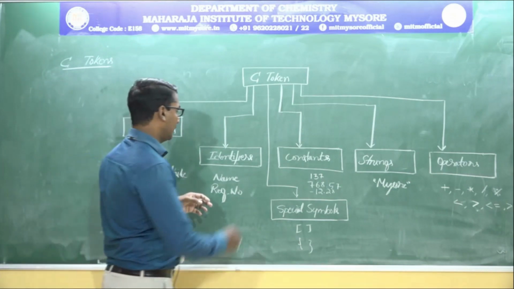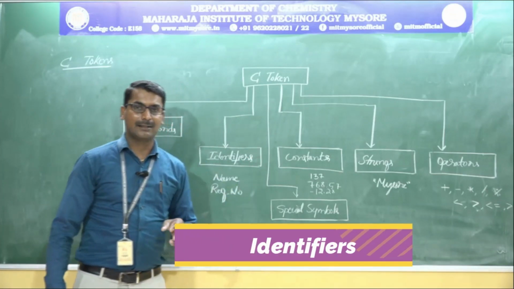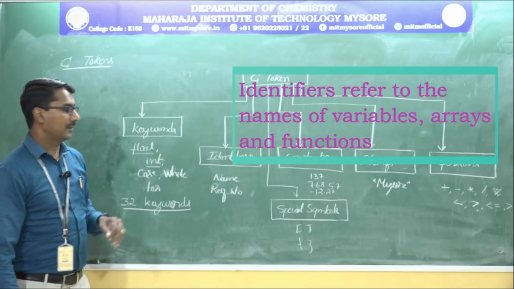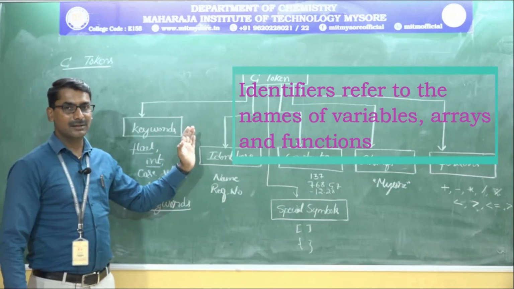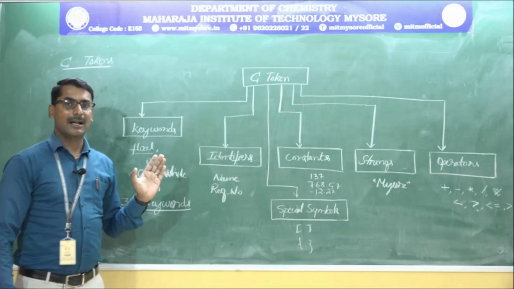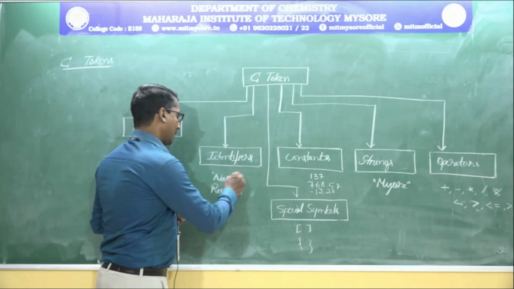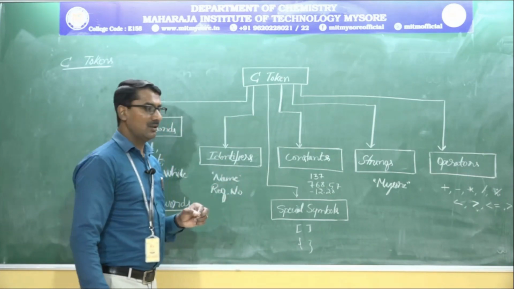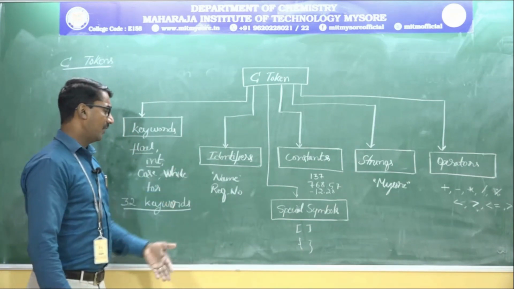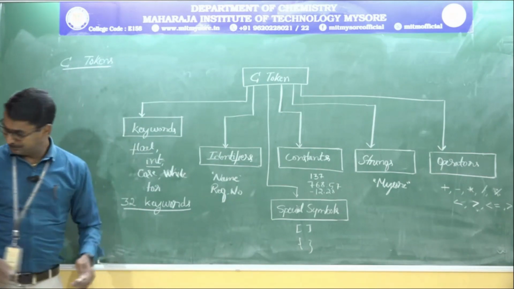The next one is identifiers. Identifiers are the names given to variables, arrays and functions. When we define an identifier, we need to follow certain rules.